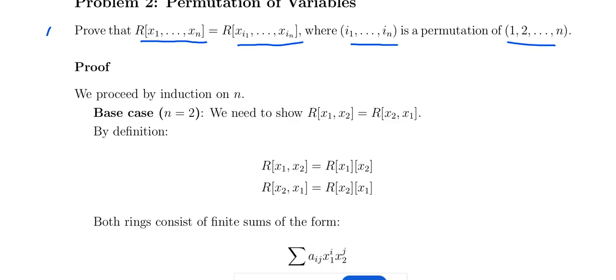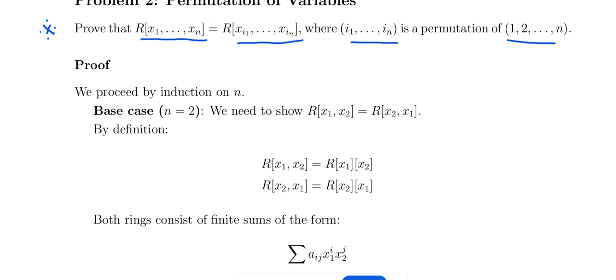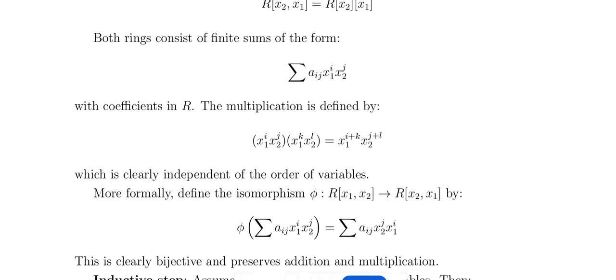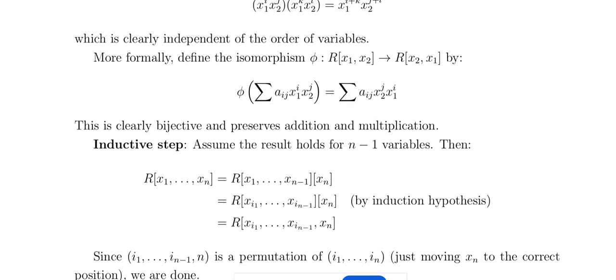This may be an important one; it looks like something from a competitive exam. So R[x_{i1}, x_{i2}, ..., x_{in}] is equivalent to R[x_1, x_2, ..., x_n], where i_1, i_2, ..., i_n is a permutation of 1 to n. It is easily proved by mathematical induction.